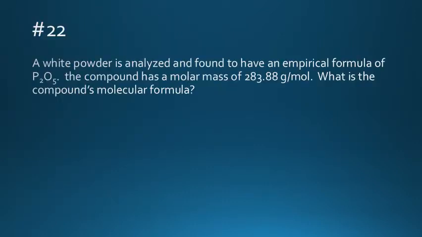Okay, this problem is pretty straightforward. We have been given the empirical formula. That's great. So we know that the empirical formula on this one is P2O5. Probably should have given you a minute to read the problem. So why don't you take a minute, pause the video, and actually read through the problem? Okay, good. So the compound has a molar mass of this. So this, ladies and gentlemen, is the molar mass of the molecular formula.